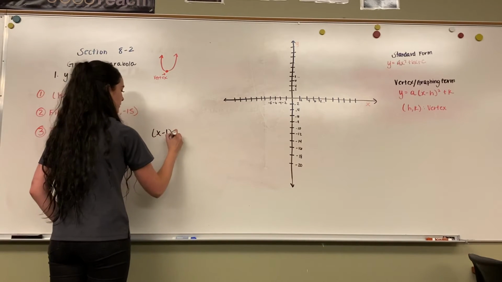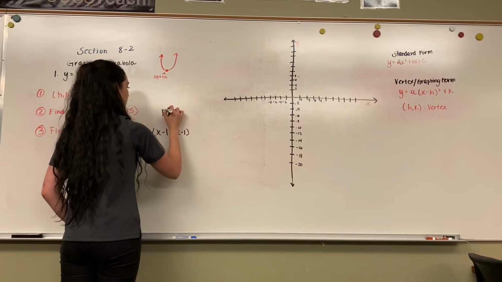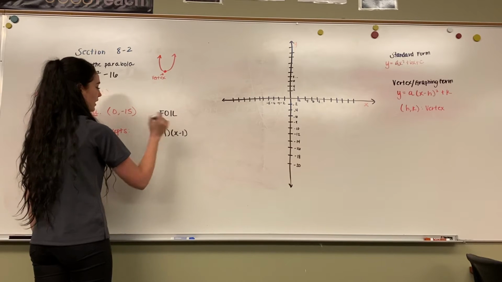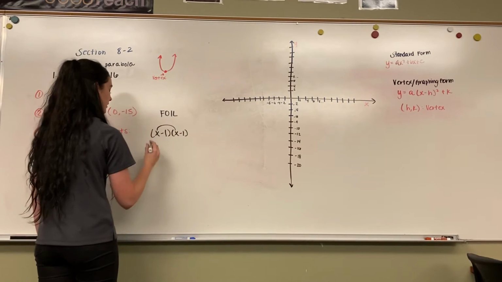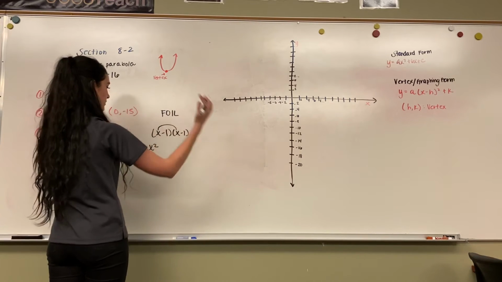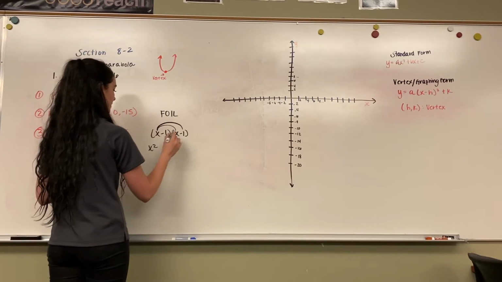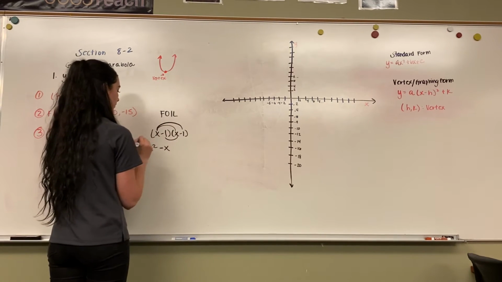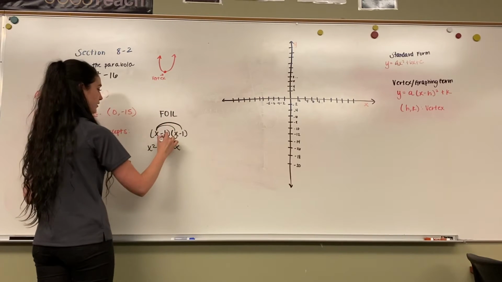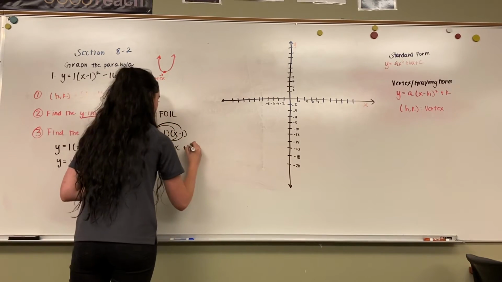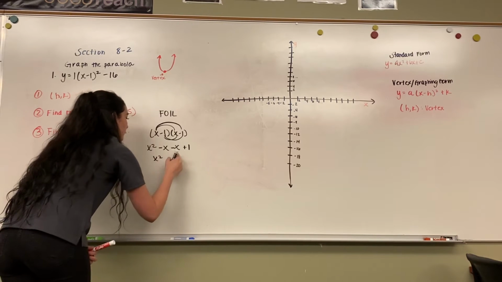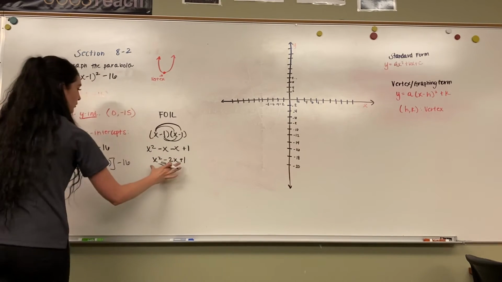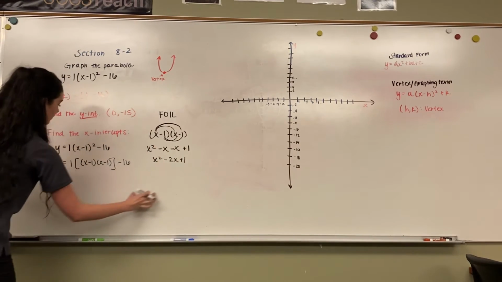X minus 1 times x minus 1, what does FOIL mean? Means first, outside, inside, last. So multiply the first terms, the outside terms, the inside terms, and the last terms. Our first terms are x times x, that's x squared. Our outside terms are x and negative 1, so x times negative 1 is negative x. Our inside terms are these terms. Negative 1 times x is negative x. And our last terms, which is -1 times -1, is +1. So we get x squared minus x minus x is -2x plus 1. So we're going to replace this chunk, our x minus 1 times x minus 1, with this.